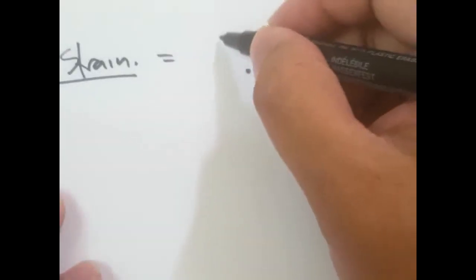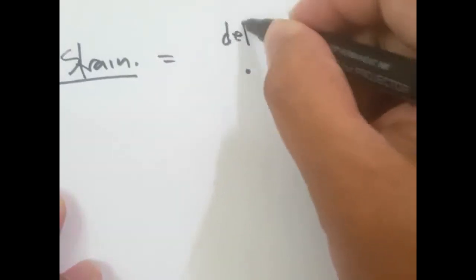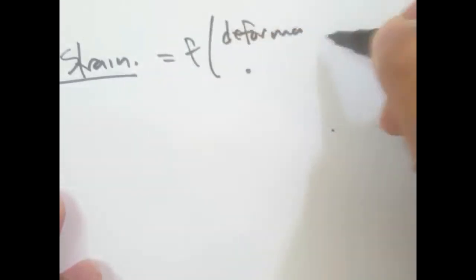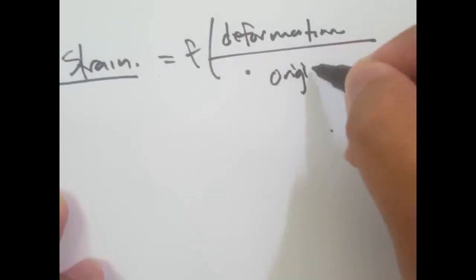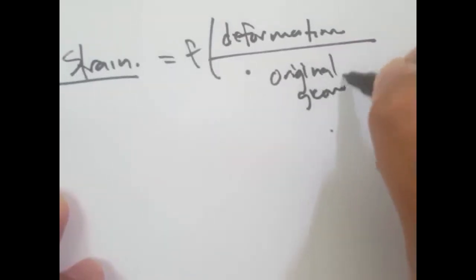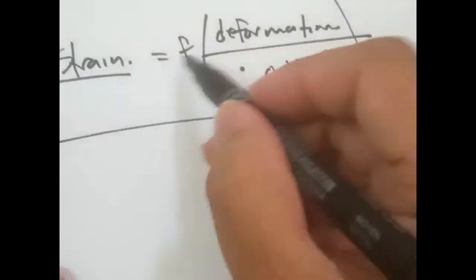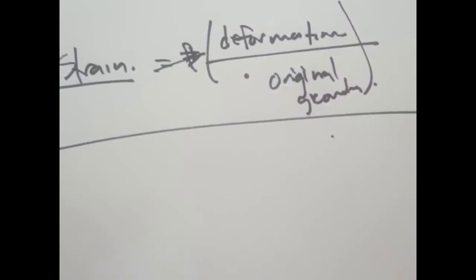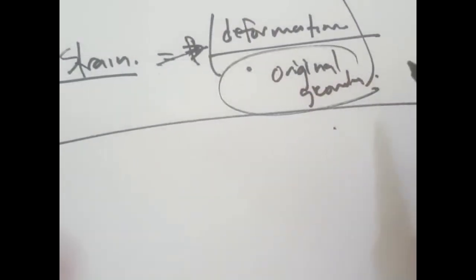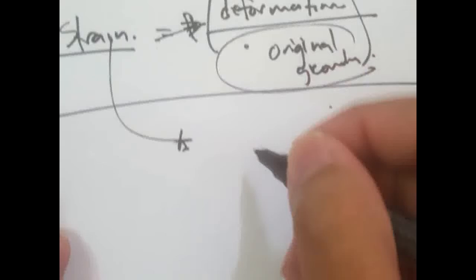Okay, so now let's talk about strain. Strain can be described as a function of deformation and its original geometry. Okay, so it is described as relating the deformation and the original geometry.